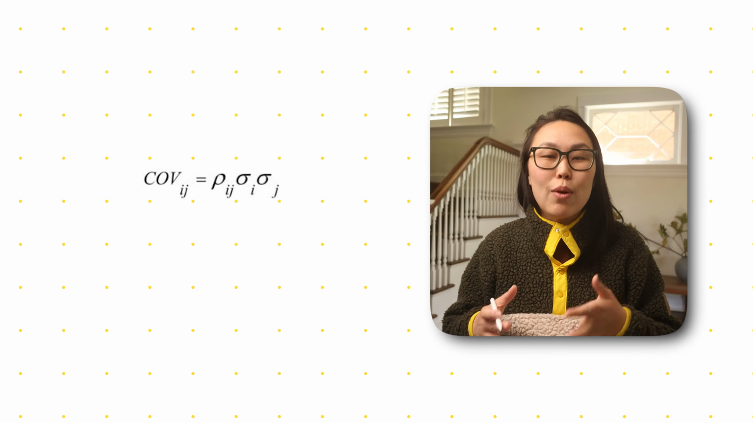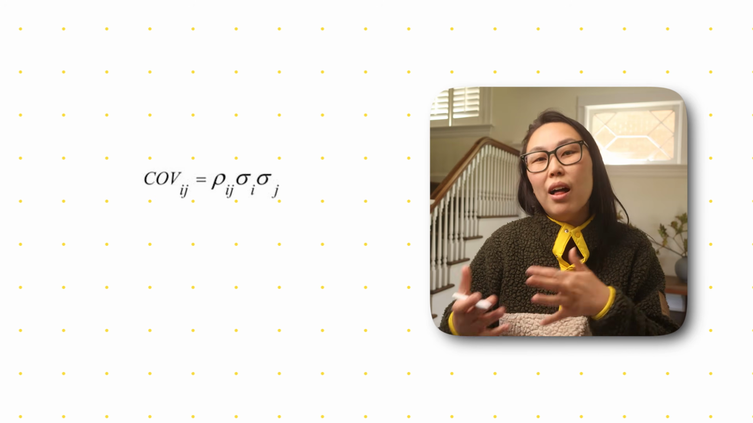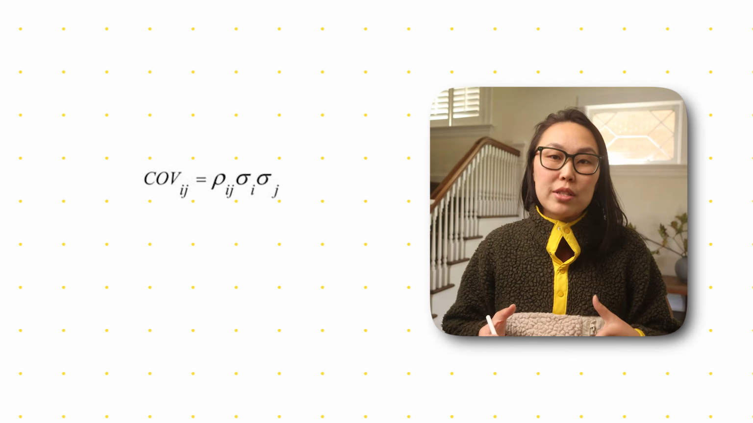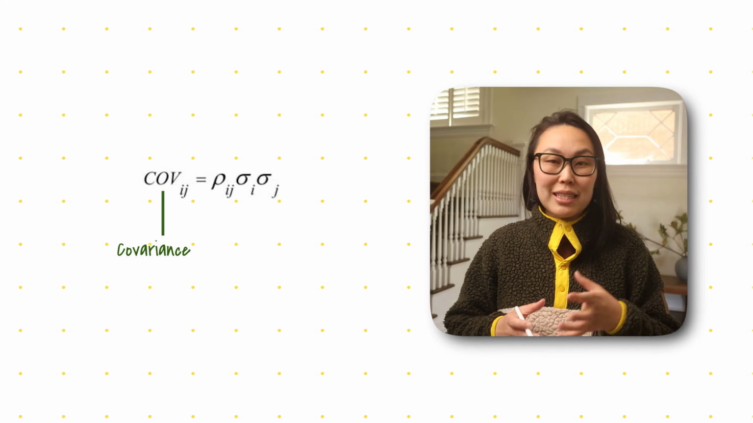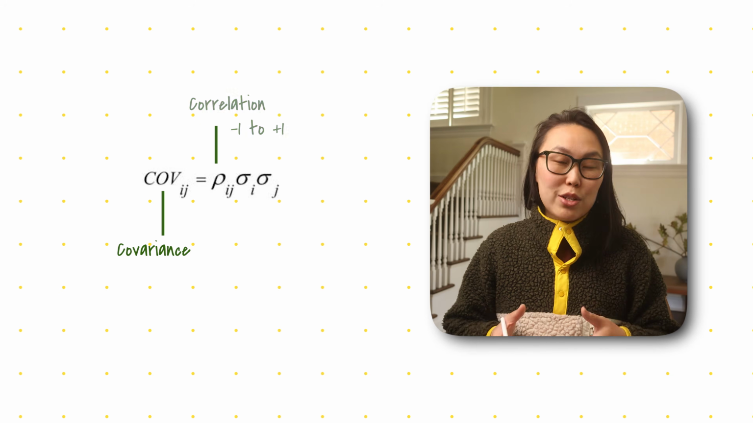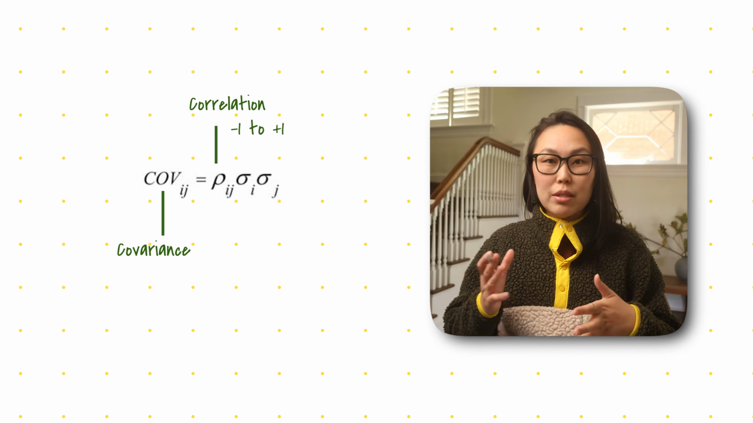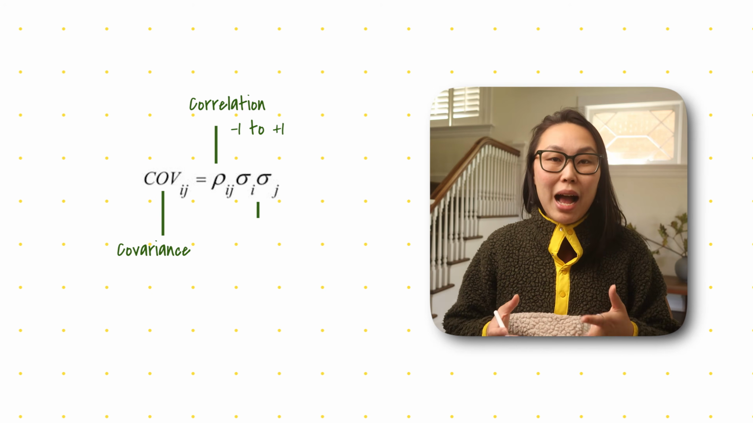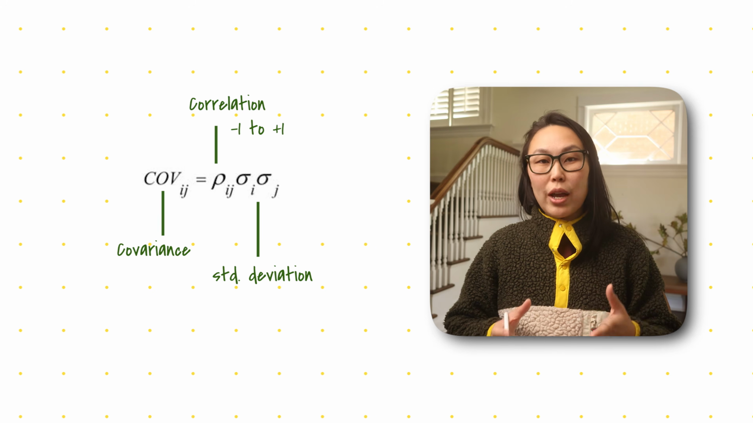But as you'll see in the next few questions, covariance is a helpful term that's actually used in other calculations. Let's talk about the equation itself. We've got cov ij, which is the covariance between assets i and j, rho ij, which is the correlation between those assets, again, that can range from -1 to +1, and sigma i and sigma j, which are the standard deviations of assets i and j.